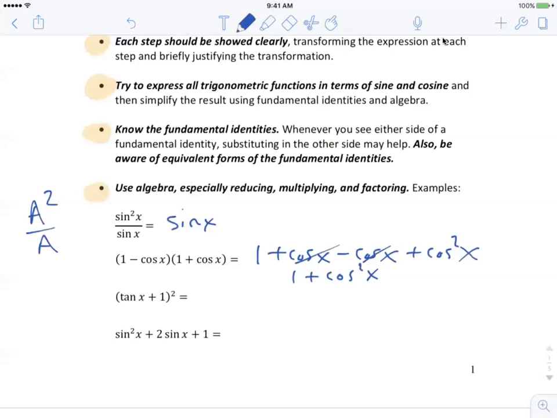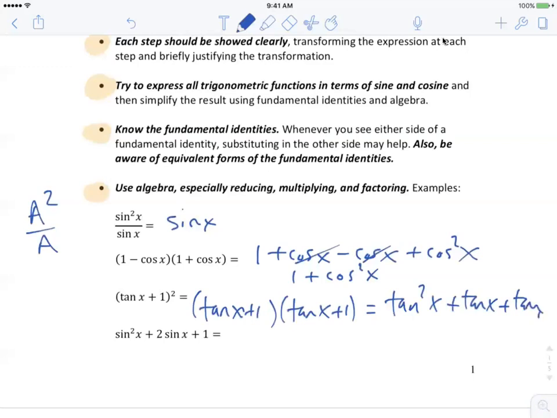If you have a quantity squared, think of that as just writing it out twice. Right? And then first is tangent squared. The outside is tangent and the inside is tangent, so I have two of those, plus tangent. And then 1 times 1 is 1. First, outside, inside, last. This would be tangent squared plus 2 tangents plus 1. Okay. So again, this is all algebra, but using your variable as a trig identity.